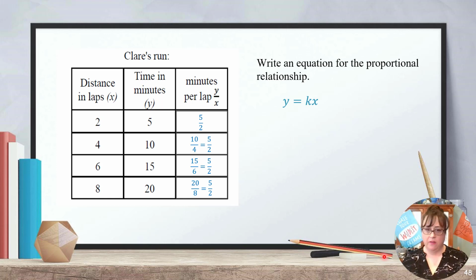We already have y over x. That's what all of this is. This is y over x. And so we're going to substitute in our 5/2 for k. We know that. So our proportional relationship is y equals 5/2 x.